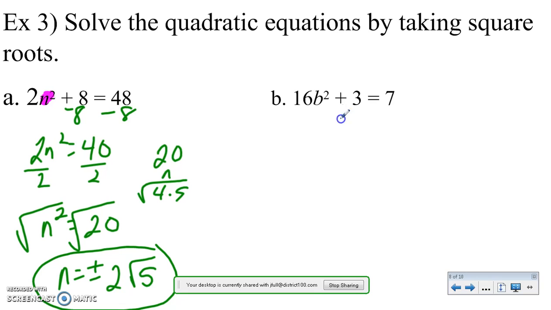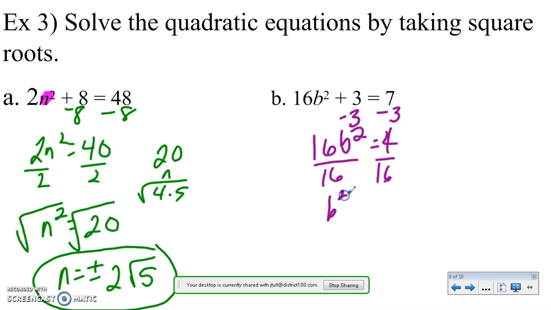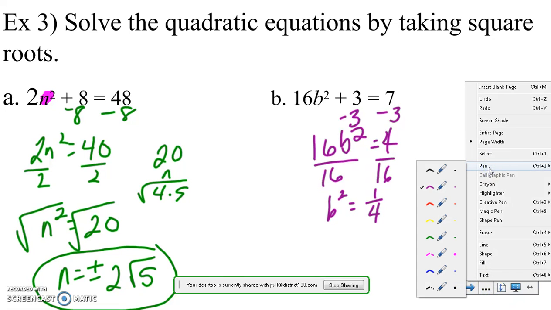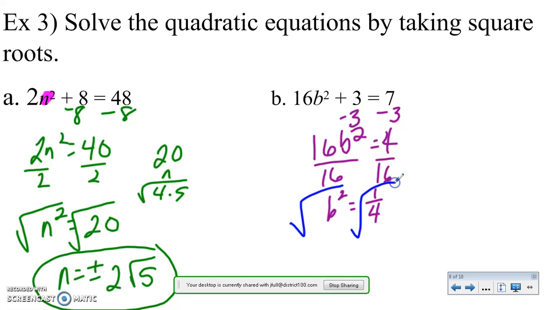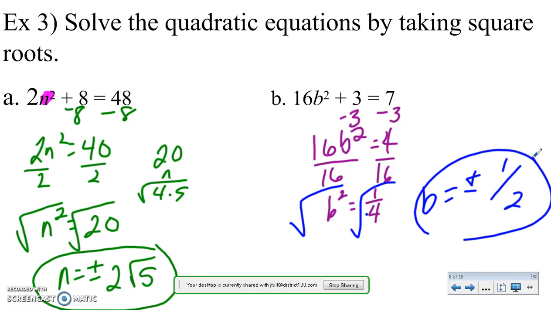Okay, next one, we're going to subtract 3 from both sides. So I get 16b squared equals 4. We're going to divide by 16 on both sides, and I'm actually going to reduce that. B squared equals 1 over 4. Okay, 4 16ths reduces to 1/4. Last step here, we need to take the square root of both sides. So when you're taking the square root of a fraction, you take the square root of the numerator, so the square root of 1, which is 1, and the square root of 4, which is 2, and you are finished.